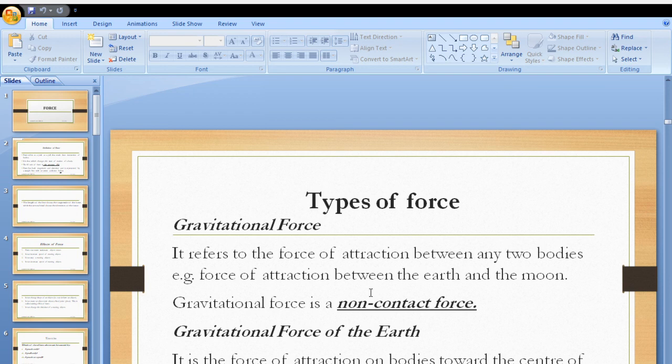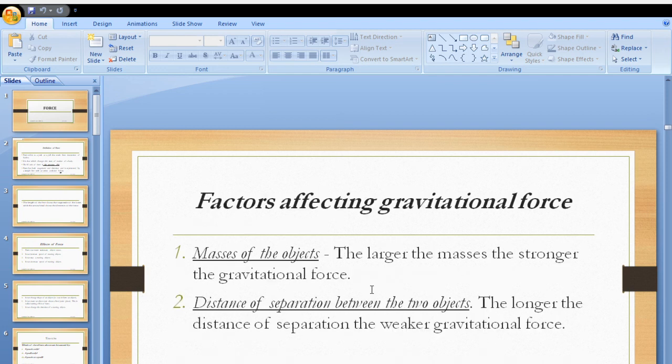So let's start with gravitational force. It refers to the force of attraction between any two bodies, for example, the force of attraction between the Earth and the Moon. It is a non-contact force. Gravitational force of the Earth is what we are going to check mostly. It is the force of attraction on bodies towards the center of the Earth. Why is it that bodies are always attracted towards the center of the Earth? And why is it that it's not the Earth that is attracted to that body?